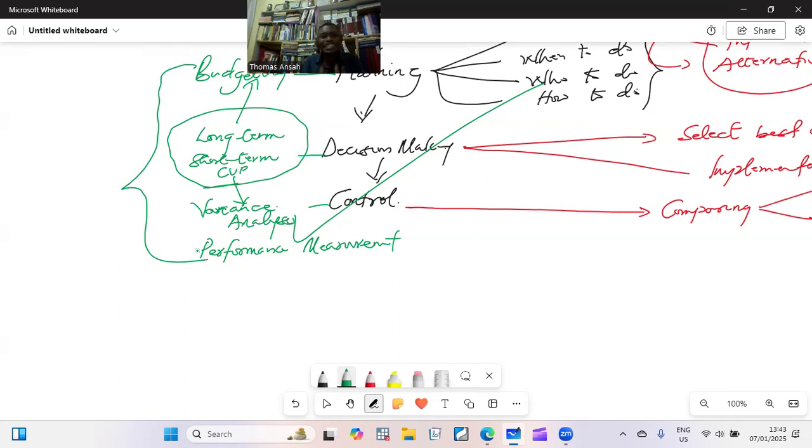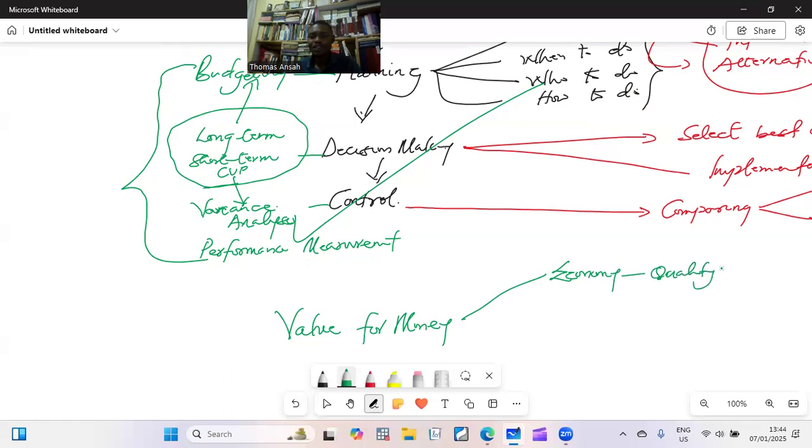But in the public sector, the objective is the welfare of the people, all right? So over there, we look at just value for money in the public sector. And value for money is expressed in economy, getting quality things at a cheaper price. All right. Quality, but cheap. So cheap price, not cheap quality, but cheap price.